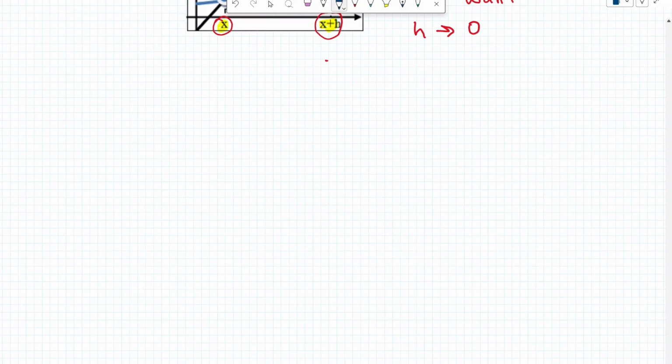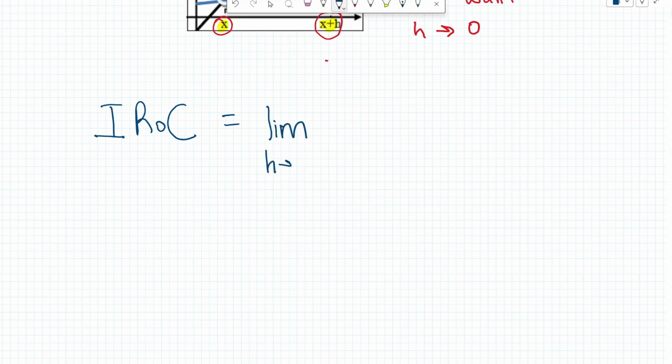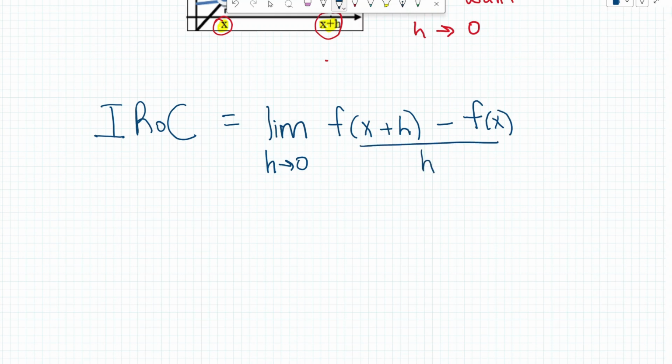So like we said, the derivative equals the instantaneous rate of change. And this equals the limit as h approaches 0. So again, we're sending our h value as close as possible to 0 without actually getting there. And then it's the function f of x plus h minus f of x all divided by h.